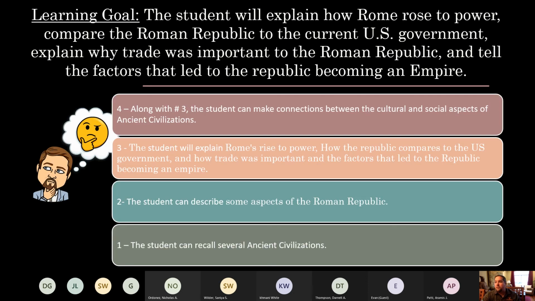Okay. Hopefully now you guys are at least on the 3 for this one. Hopefully you're at least able to explain Rome's rise to power, how the Republic compares to the US government, and how trade is important. Guys, when you do your DBA with me, I am going to ask you about how Rome's Republic compares to our Republic in the United States. So make sure that you're able to answer that question for me.